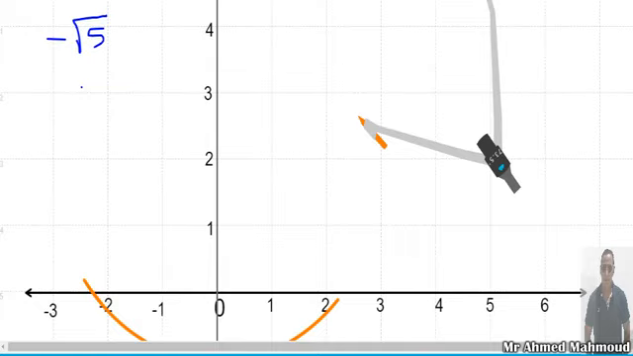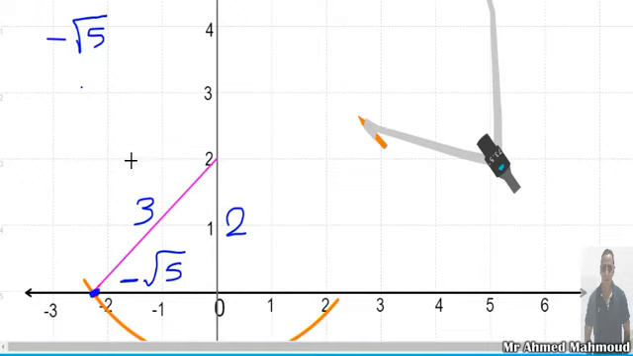Okay, and then I will connect between 2 and this point. Now I have a right angled triangle. Its height equals 2, its hypotenuse equals 3, and its base equals root 5. But here in the left direction, in the negative direction, it will be negative root 5. Then this point is the representation of negative root 5.